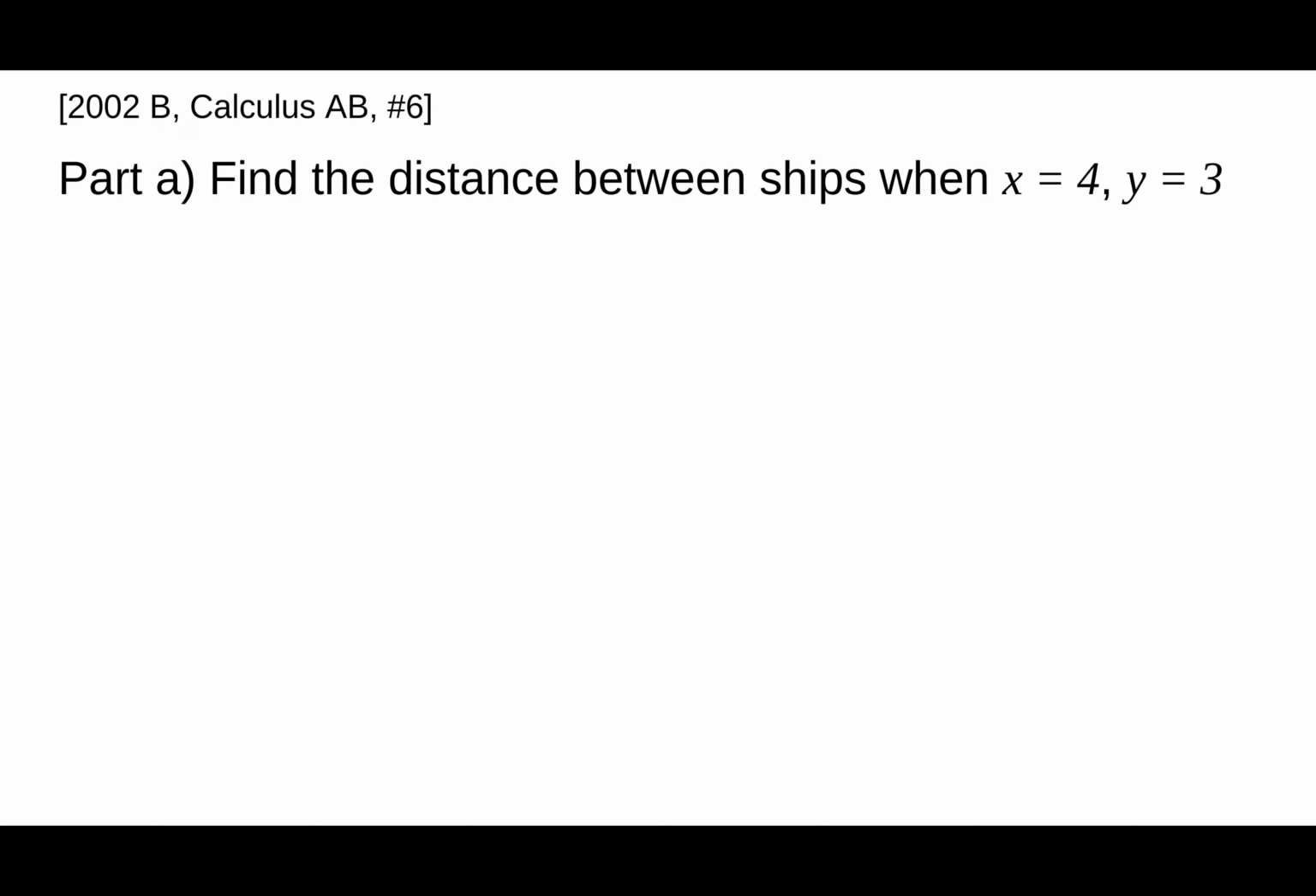In the question stem, we're provided with a figure and a situation where two boats near a lighthouse are traveling on perpendicular paths, and that sets up the three parts of this free response question. In the first part, we are asked to find the distance between ship A and ship B when ship A is 4 kilometers from the lighthouse and ship B is 3 kilometers from the lighthouse.